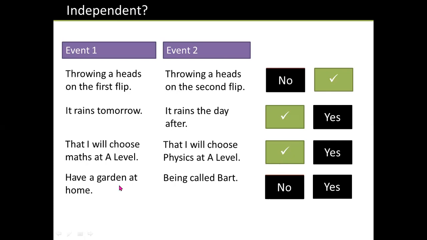And lastly, having a garden at home and being called Bart. So it's very obvious they are independent events. You have a garden at home, it has nothing to do with being called Bart. So they are independent events. All right.